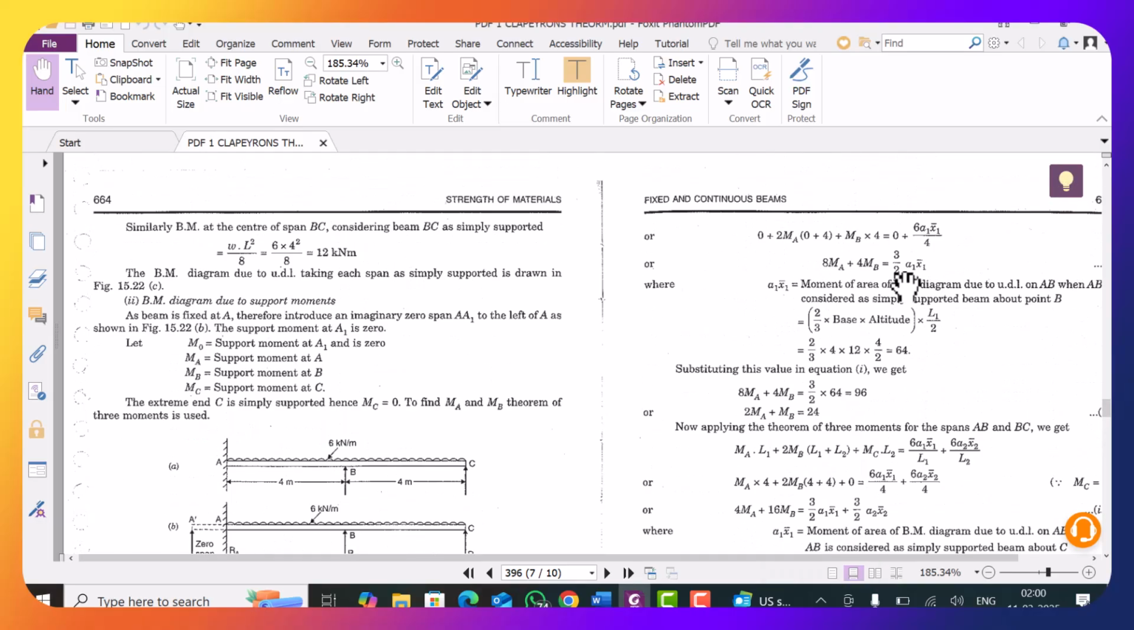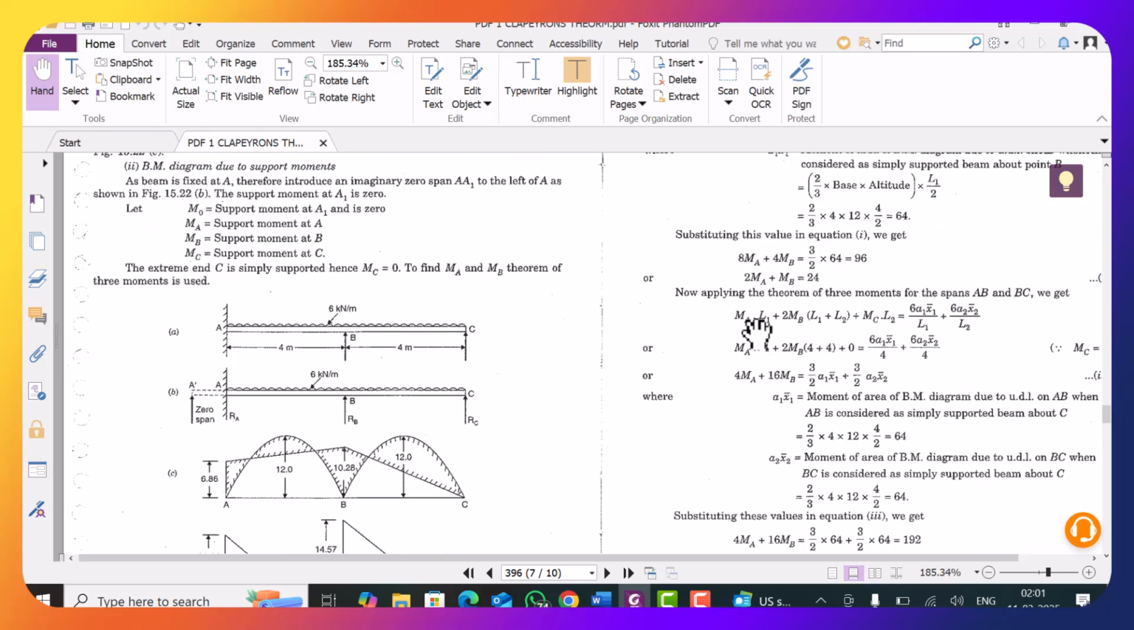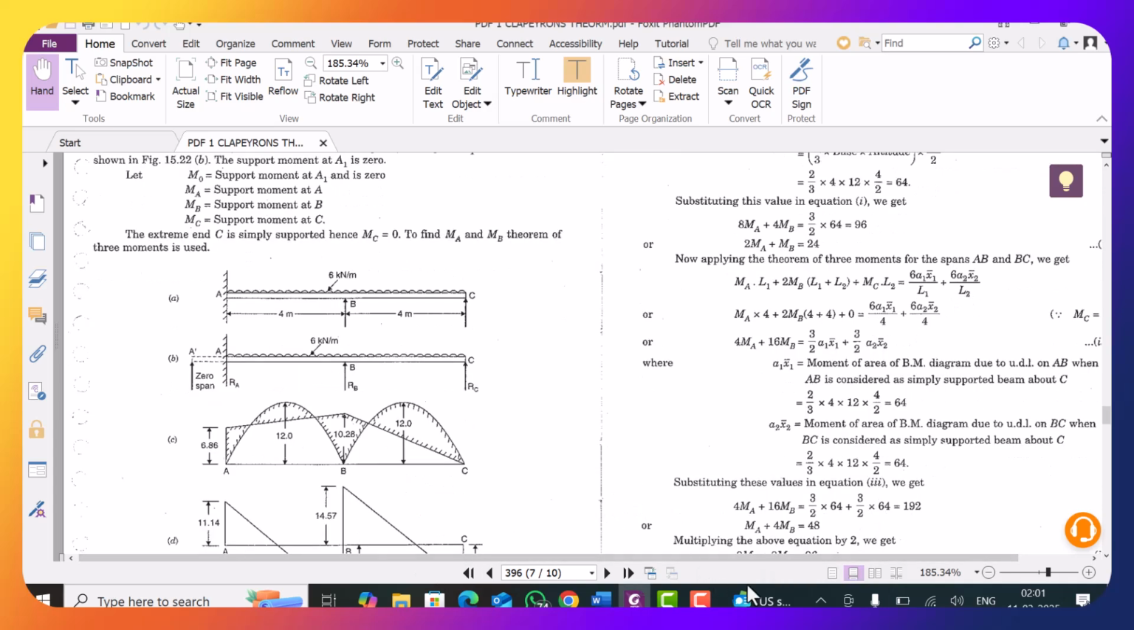So you will get this equation finally: 2MA plus MB is equal to 24. This is the equation which you have obtained from the span A dash AB. Now let us proceed with the other span. Now the next span is span ABC.